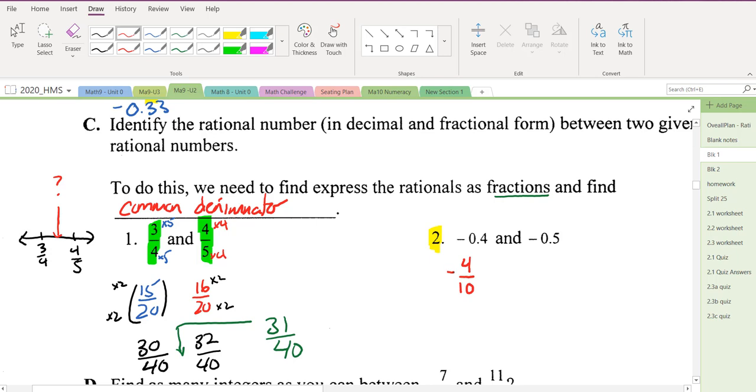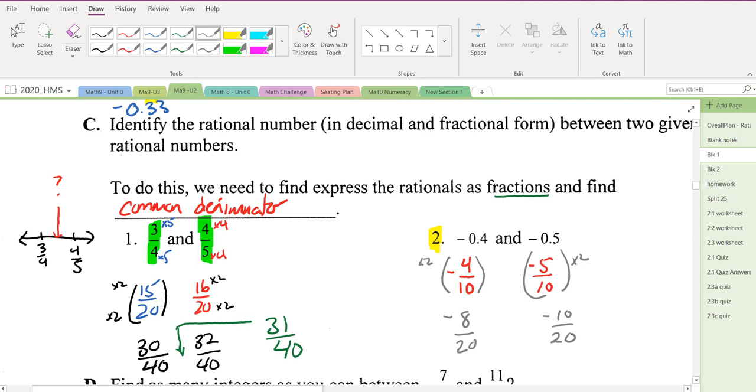So David, what would the negative 0.5 be as a fraction? Negative 5 over 10. So the number in between here would be 4.5, but we can't have a 4.5 in a fraction. So let's do the same trick we did last time. Let's increase our denominator so we can add more space on our number line. So let's multiply this by 2, and this one by 2. So we end up with negative 8 over 20 and negative 10 over 20.